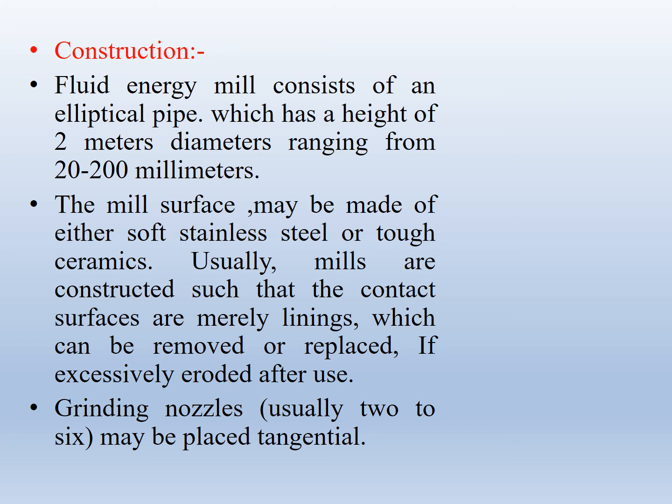Construction: fluid energy mill consists of an elliptical pipe which has a height of 2 meters and diameters ranging from 20 to 200 millimeters. The mill surface may be made up of either soft stainless steel or tough ceramics. Usually mills are constructed such that the contact surfaces are merely linings, which can be removed or replaced if excessively eroded after use. The grinding nozzles, usually 2 or 6, may be placed tangentially.